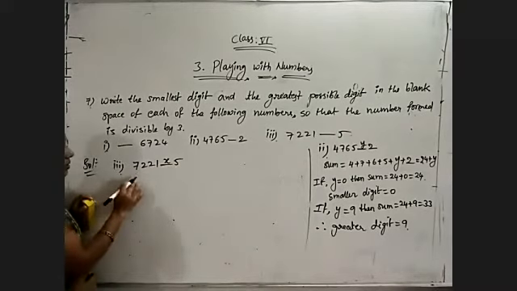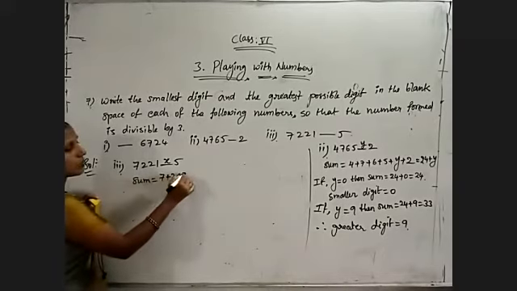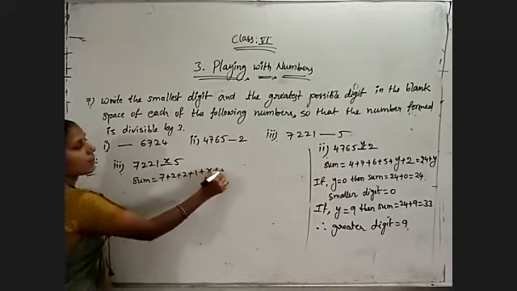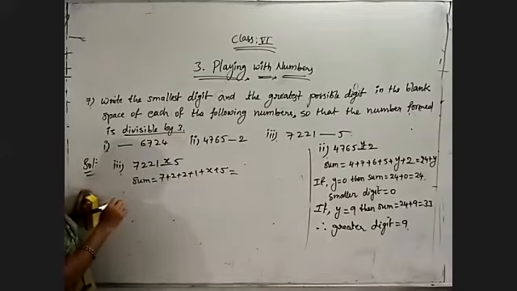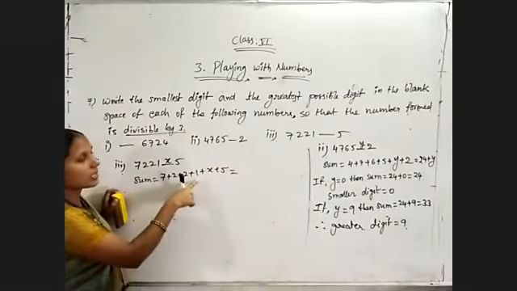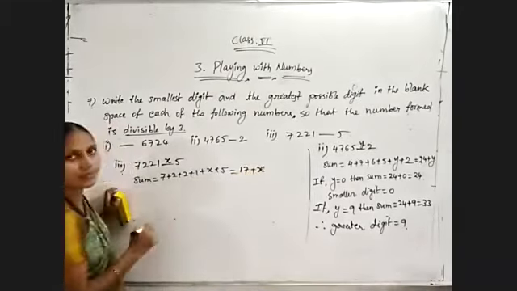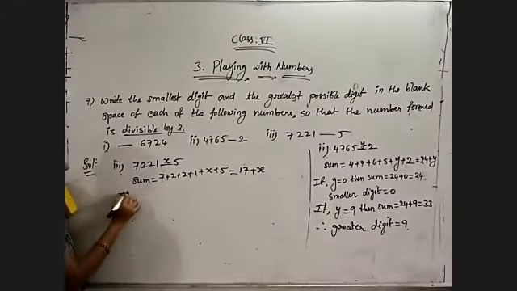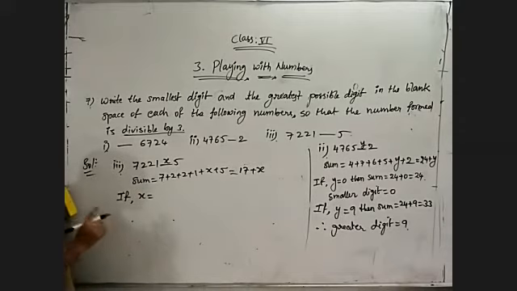So now find out the sum. What will we get? 7 plus 2 plus 2 plus 1 plus x plus 5. We are checking the sum because they are asking the divisibility rule of 3. Now 7 plus 2 is 9, 9 plus 2 is 11, 11 plus 1 is 12, 12 plus 5 is 17, 17 plus x. So if x is equal to 0, 17 plus 0 is 17, and 17 we will not get in the 3 table. Next 17, after that 18.